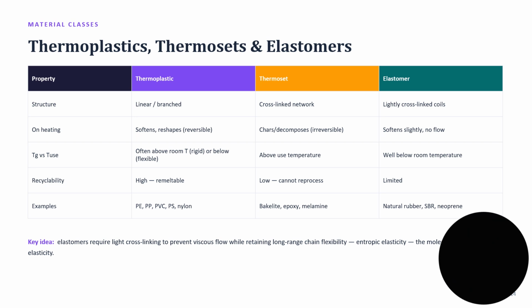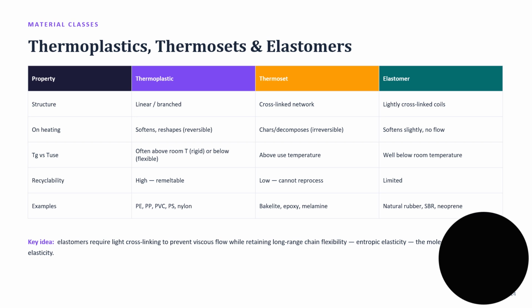Elastomers sit in an interesting middle ground: lightly cross-linked coil chains with a glass transition well below room temperature. On heating, they soften only slightly and never flow, because the cross-links prevent permanent viscous deformation. Natural rubber, SBR, and neoprene are the classic examples.